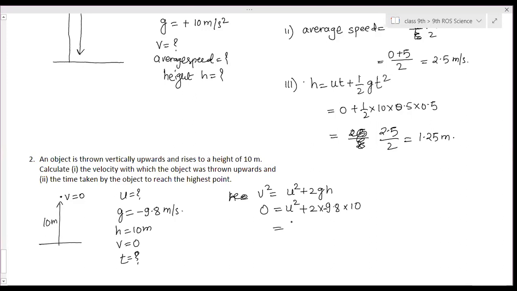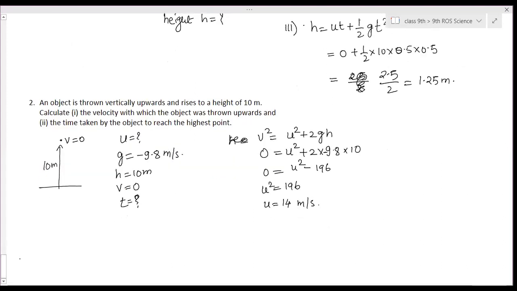So U square minus 98 into 2, 196 is equal to 0. So U square is equal to 196, U is equal to 14 meter per second. This is the second part. No, sorry, first part. The velocity with which the object was thrown upward, that is U. U is 14 meter per second.